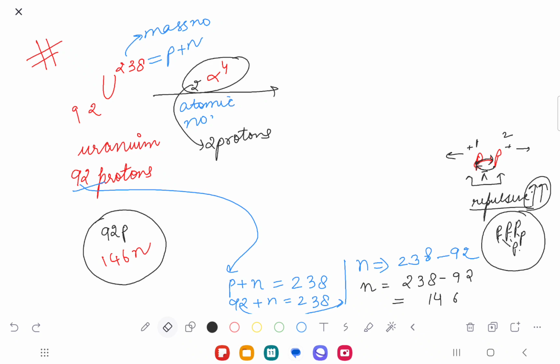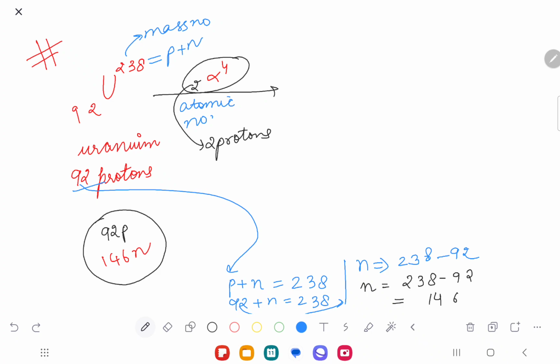You understand? Why does it want to get rid of extra protons and extra neutrons? Because it wants the binding force to become effective. I hope you're understanding the basic logic. Because if you understand this concept, then any question you can attempt. But if you do not understand the logic, you cannot attempt any question.